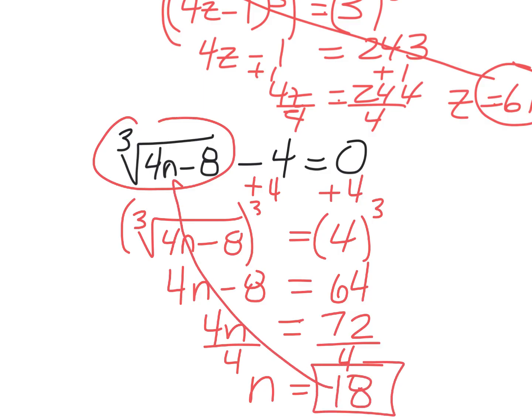Will 18 check? 4 times 18, 72. 72 minus 8 is 64. The cube root of 64 is 4. And 4 minus 4 is 0. So that does check.